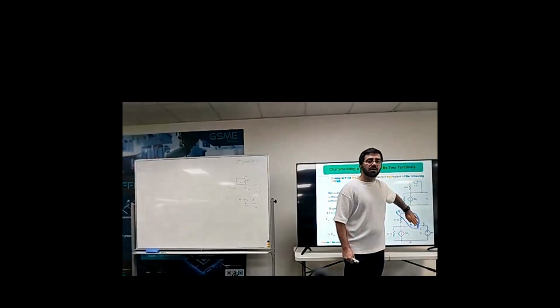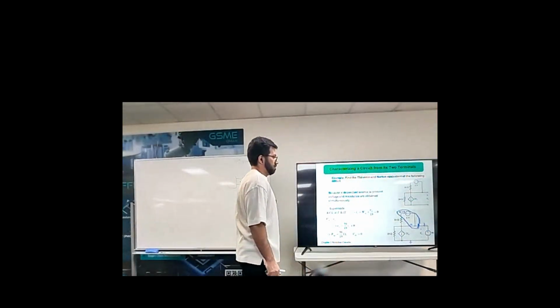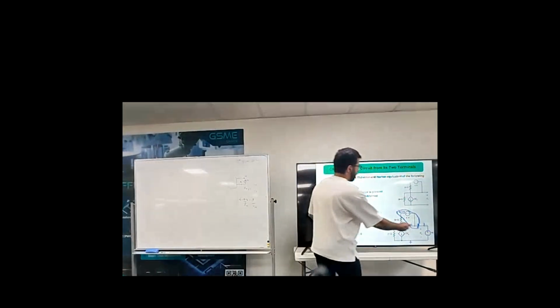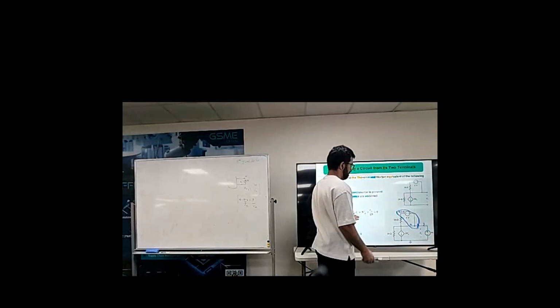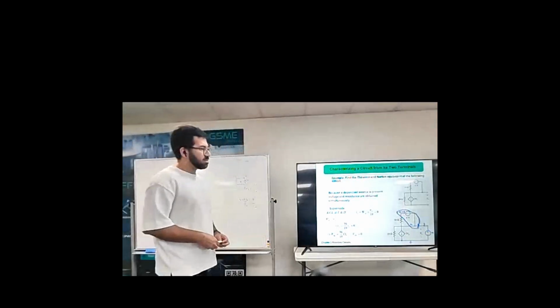How many branches are connected to this node? One, here, two, three, four. One, two, three, and this one, four. This current is coming in, minus IT. This current is going out, 5X. And this current, VT over 90.